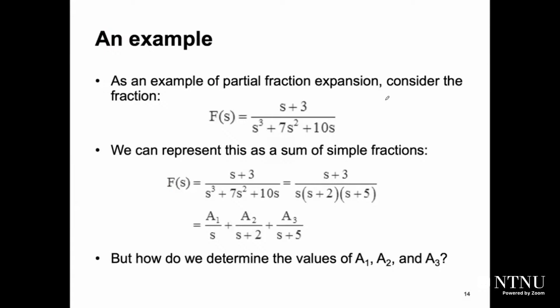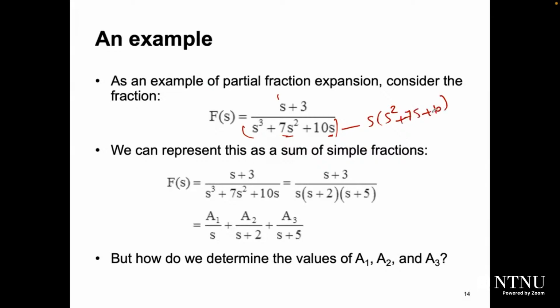Now we need to have an example. We did that before also, just to remember, it's a revision. As an example of partial fraction expansion, you have this function, and the order of that part is 1, the order of that part is 3. So the order of the numerator is less than the order of the denominator. It's a complex fraction, so we need to represent it as a sum of simple fractions. How can we do this? You need to factorize that part. First we can see here we have 10s, 7s squared, s cubed. So we need to take s as a common factor. So that part will be s multiplied by s squared plus 7s plus 10.